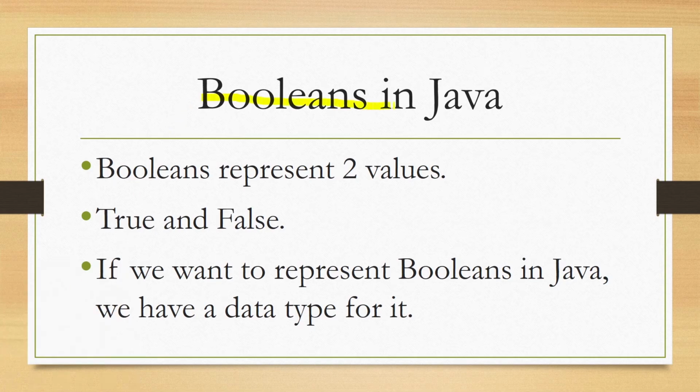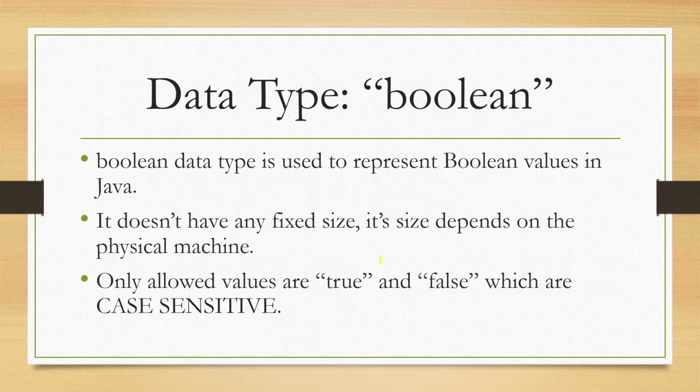So now we will understand booleans in Java. Booleans represent two values, true and false. If you want to represent true and false in a program, then we would need to use the boolean data type and boolean values. So let's look into it. The boolean data type is used to represent boolean values in Java.